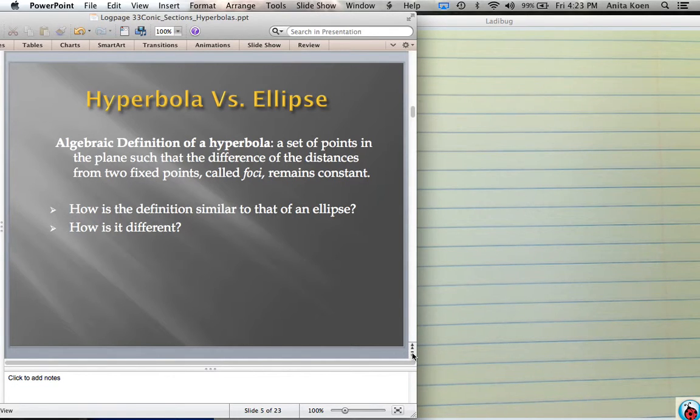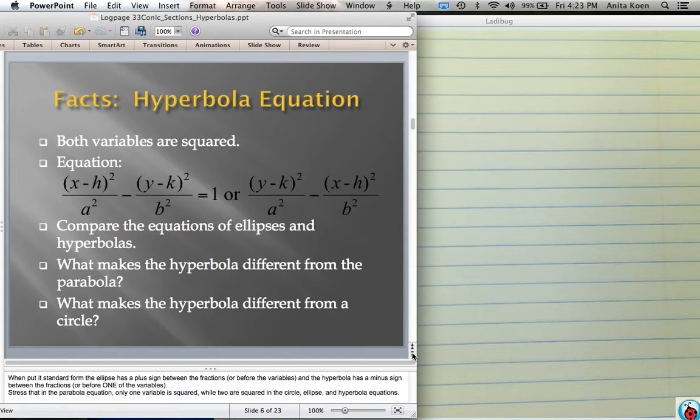The hyperbola versus the ellipse. We already sort of touched on this. The algebraic definition of a hyperbola is a set of points in a plane such that the difference of the distances from the two fixed points called the foci remains constant. How is that different than the definition of an ellipse? See if you can remember and answer that question.